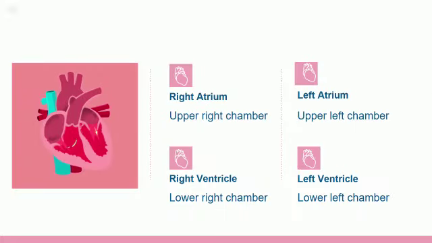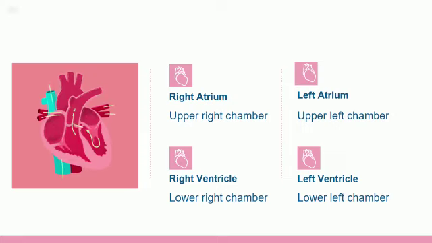Now that we know a little bit about the heart and where it is located, let's take a deeper look into the heart. The heart is made up of four different blood-filled areas, and each of these areas is called a chamber. There are two chambers on each side of the heart. One chamber is on the top and one chamber is on the bottom.